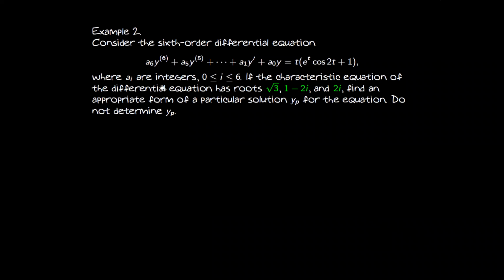So now we have a 6th order differential equation. And we know its right-hand side, but we don't know exactly what the left-hand side is. The coefficients here, we do not know them. Nevertheless, we know that the characteristic equation of this differential equation has 3 roots here: square root of 3, 1 minus 2i, and 2i.